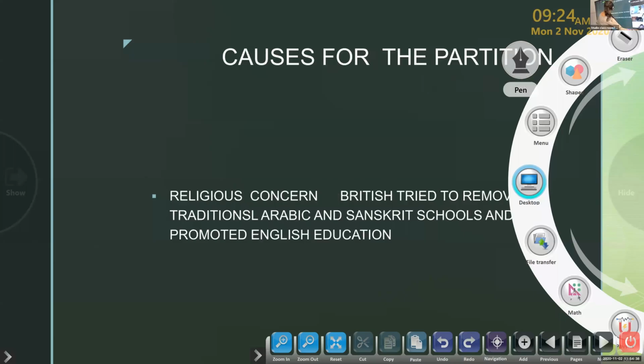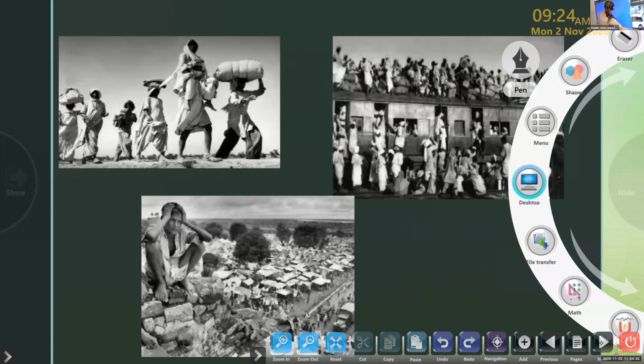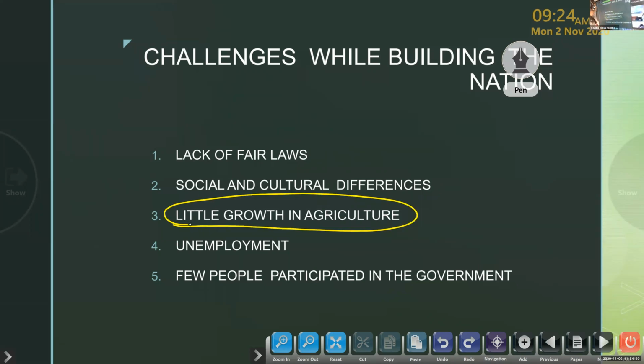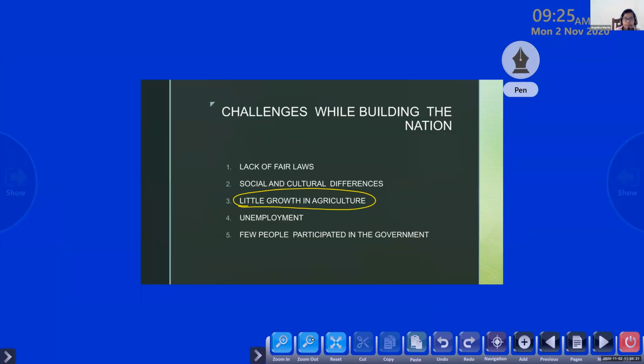And the third challenge was little growth in agriculture. Little growth in crops. Agriculture means producing wheat, rice, and other things. The farmers are doing agriculture, right? Okay, so the third point is little growth in agriculture. That was the third major challenge for the Indian leaders.